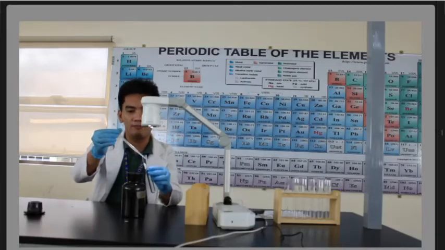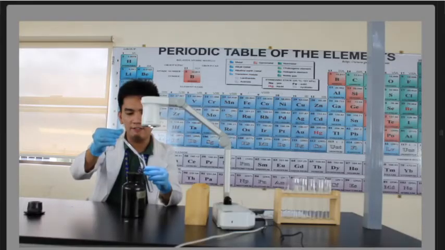So 1, 2, 3, 4, 5, 6, 7, 8, 9, 10. Okay, so we're going to observe the reaction for about 20 minutes, and then you have to take note of the color of our copper before and after the reaction.